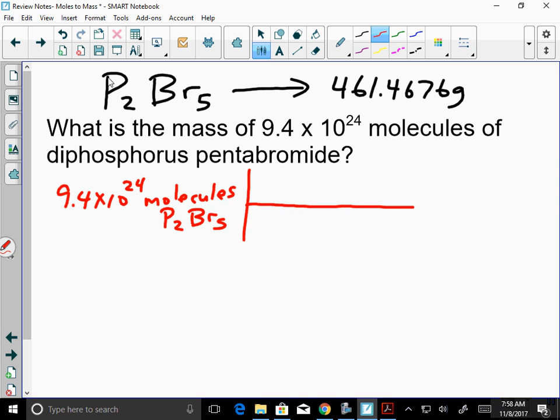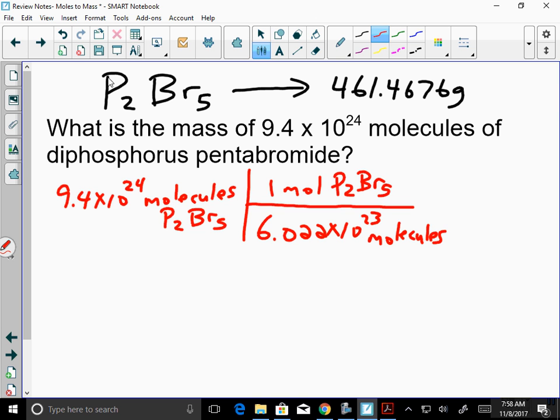On my flux capacitor, I'm starting at representative particles and I'm going to moles. So I know that on top is 1 mole of diphosphorus pentabromide, and on bottom is 6.022 times 10 to the 23rd molecules of diphosphorus pentabromide. That's a step similar to what we did a couple of days ago using Avogadro's number.